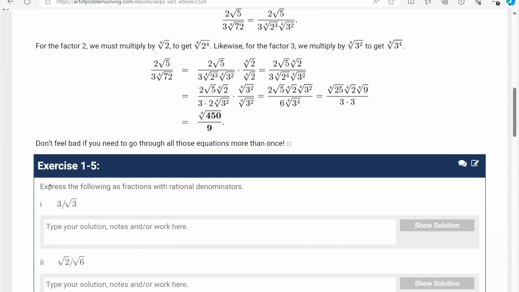Express the following as fractions with rational denominators. With rational denominators, that means you need to bring this. Look what it says here. It says 3 divided by root 3. That means what is written here is really 3 over root 3. What would you do?